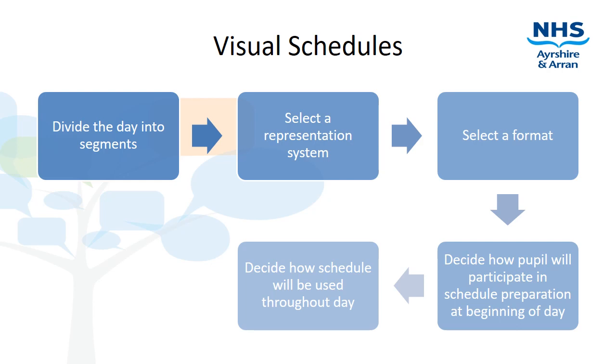And then you also need to decide how the schedule will be used throughout the day. Are you going to cross off the activity that's been completed? Or are you going to take the picture of the object off, turn it over? Are you going to point to the next activity and use verbal routine? Are we going to use an object to guide our transition to a new location? So lots of things that you need to decide before implementing the visual schedule.